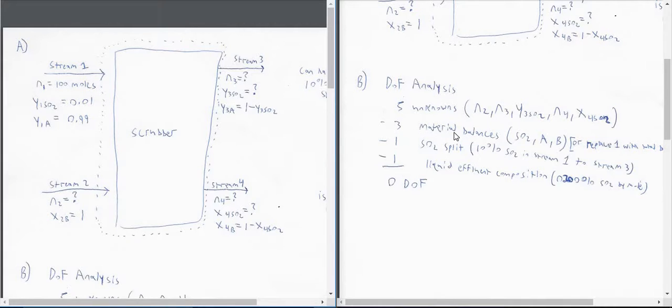Then we have 3 material balances. So in this problem, there's A, SO2, and B. So those are 3 atomic material balances, or component material balances, sorry. But one of those could be replaced with a total balance if you wanted to. And then we have the 2 pieces of information I talked about before, the SO2 split, the 10%, and then the liquid effluent, that's 0.2%. So if we can get equations for the 3 material balances, the SO2 split, and the liquid effluent composition, then we can solve for all 5 unknowns. So we have 0 degrees of freedom.